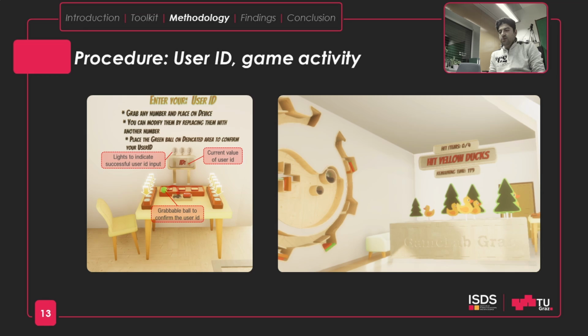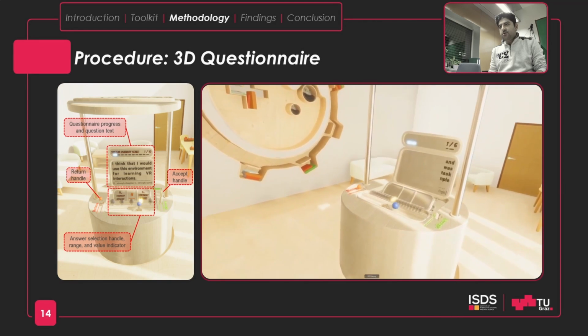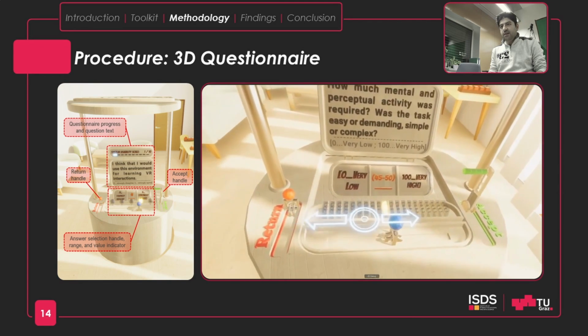After confirming the user ID, the user goes on to play a game as an activity. You can see the structure of the game in the right figure. This is done by throwing balls to hit targets. The targets move in predefined paths with different sizes and speeds. The game ends when the user hits all the dogs or reaches the time limit. When the users finish the game, they are taken to the questionnaire stage in the case of in-VR layouts.